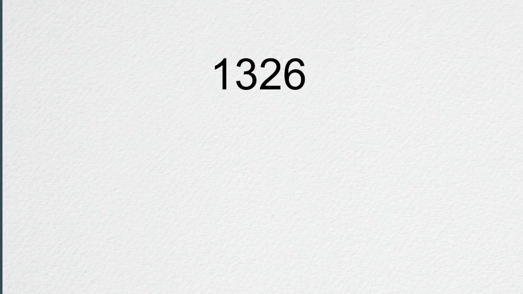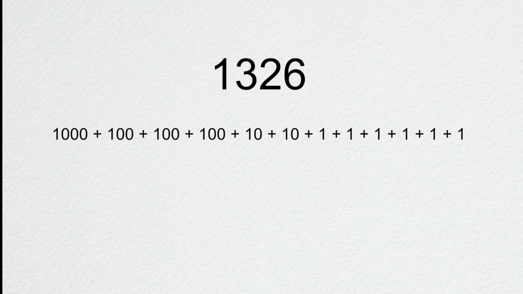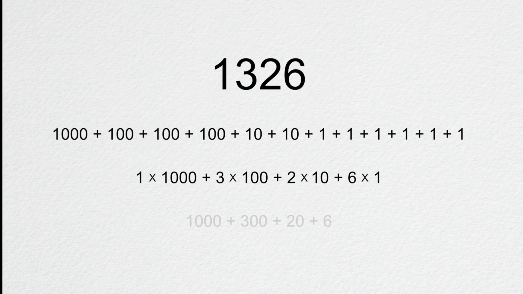So when you see the number 1326, what this actually means is 1000, add 100, add 100, add 100, add 10, add 10, add 1, add 1, add 1, add 1, add 1, add 1. Or 1 multiplied by 1000, add 3 multiplied by 100, add 2 multiplied by 10, add 6 multiplied by 1, which we could also write as 1000, add 300, add 20, add 6. And being able to break numbers down in this way can help us in other areas of mathematics.